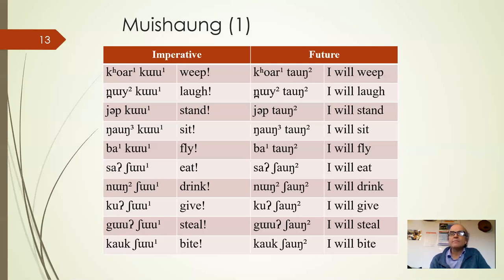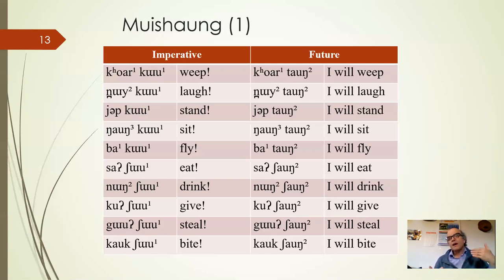You can weep or cry, laugh, stand. You can stand on something, but you don't stand something. You can sit on something, but you don't sit something. You can fly through something or to somewhere, but you don't fly something. So this is indeed the case.